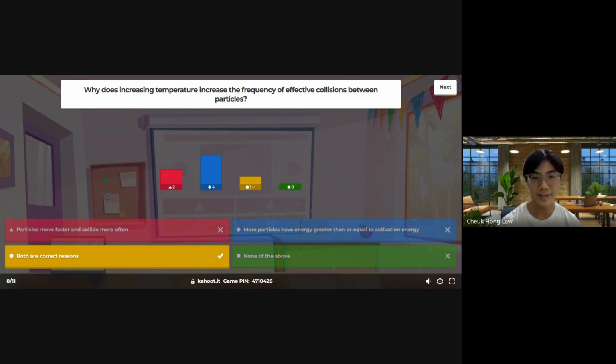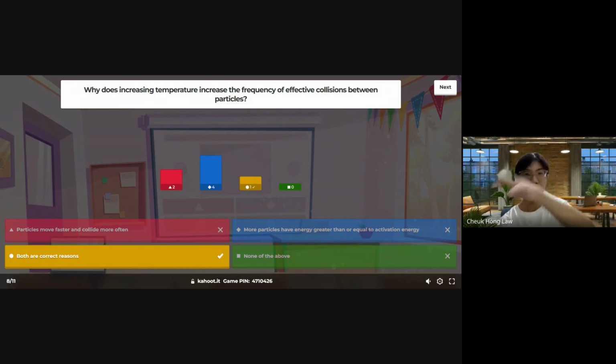Okay, why does increasing temperature increase the frequency of effective collisions between particles? Particles move faster and collide more often, correct. More particles have energy greater than or equal to activation energy, also correct. Okay, so both are correct reasons.